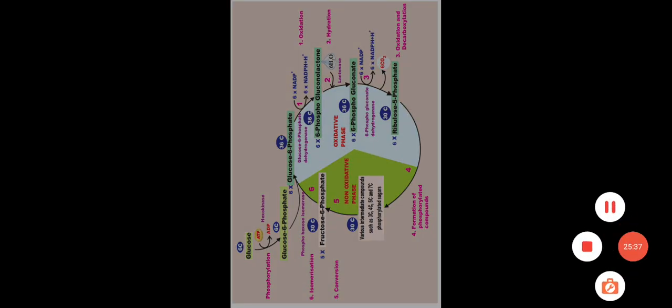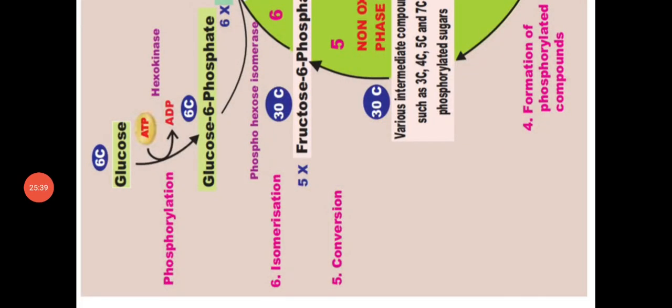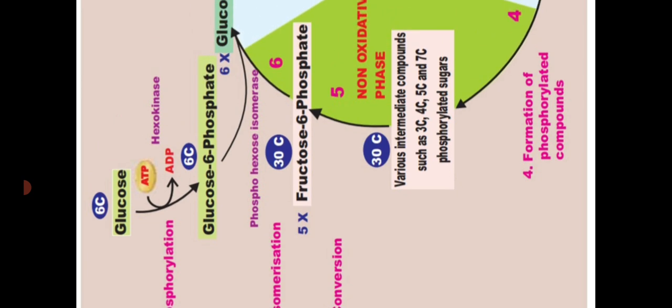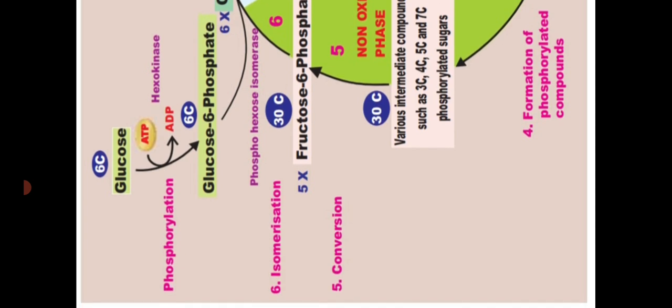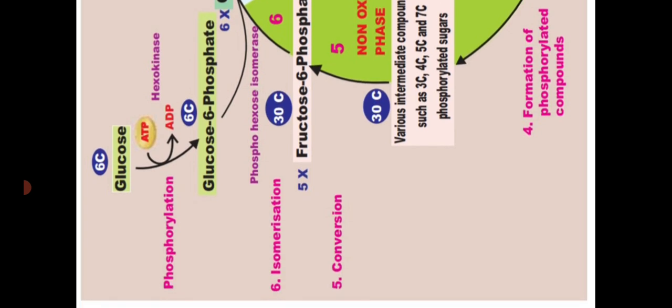Dear students, this is the HMP shunt pathway or pentose phosphate pathway. The starting process is the 6-carbon molecule of glucose producing 6 molecules of 6-carbon compound glucose 6-phosphate by the enzyme hexokinase. At the time, 1 molecule of ATP is converted into ADP. So that process is called phosphorylation.